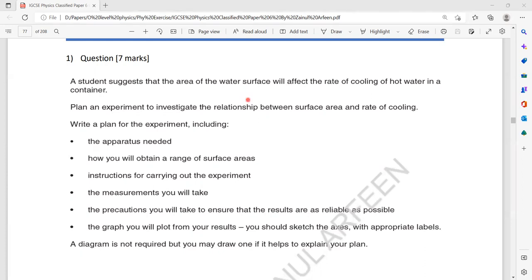Thermometer. Thermometer. What else? Containers with different surface areas. A stopwatch or a timer. A supply of hot water. Like we should have a hot water supply. So usually, for example, a set of containers of different sizes, a thermometer and a stopwatch. A measuring cylinder to measure the volume. Yeah, that's also true.